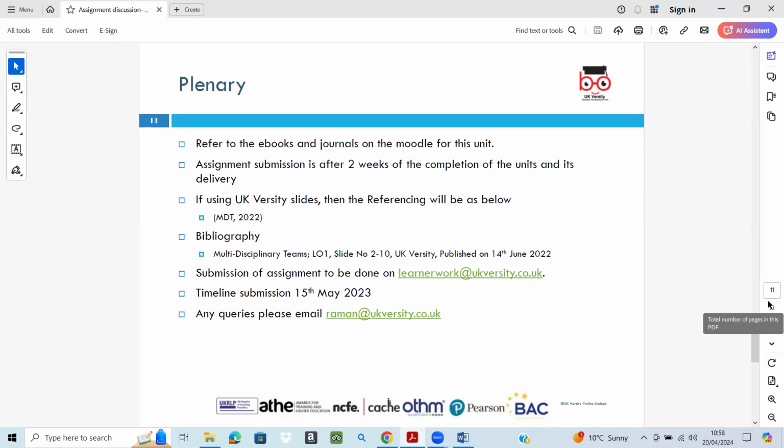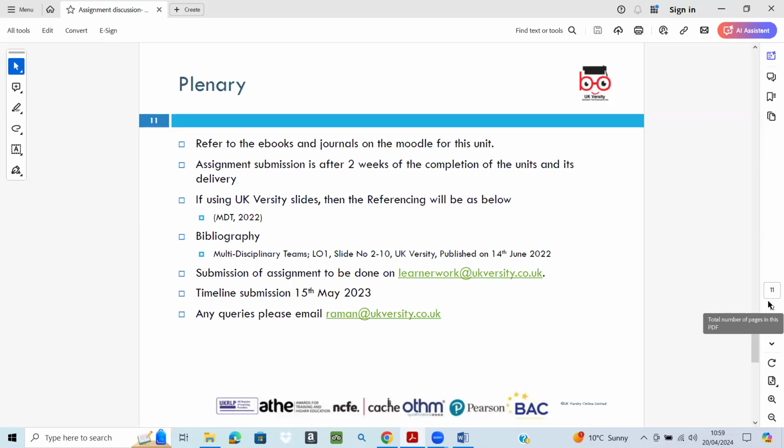So we need to make sure citations are accurate and formatted correctly. And for example, where and how do you submit your completed assignment? So we need to submit them via email to learnerwork at ukversity.co.uk, and email your assignment by the due date to ensure they are considered on time.